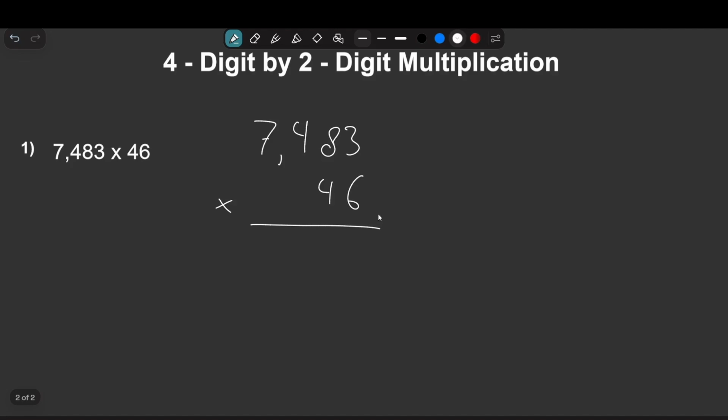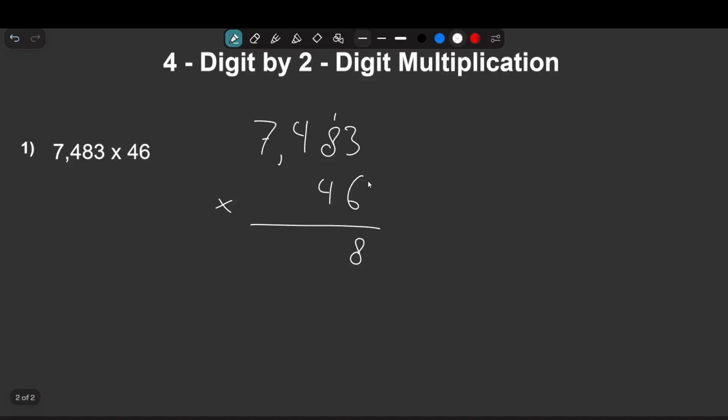So, first off, what we're going to do is we're going to do 6. Basically, we're going to do 6 times 7,483, but with a lot of steps, so we can do it without using a calculator. So, the first step we're going to take is we're going to multiply 6 by 3. 6 multiplied by 3 equals 18. So, we're going to write the 8 down here and carry over the 1.